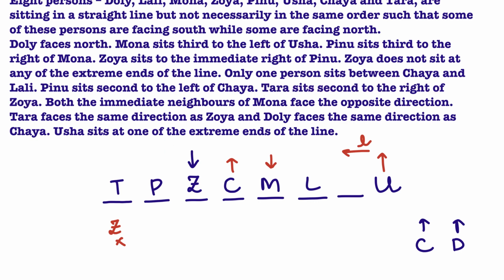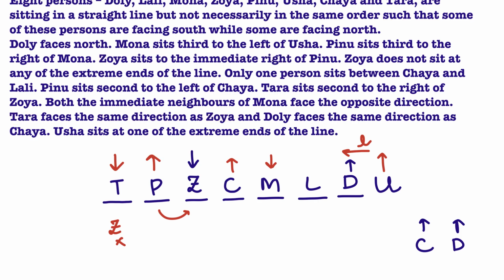He also said that Tara faces the same direction as that of Zoya. So because Zoya is facing towards south, Tara should also face towards south, right? Of all the characters, we are left out with Dolly, so Dolly comes here. He said Dolly faces north. Now, because he said Zoya sits to the immediate right of Pino, this happens to be the right side of Pino only if Pino is facing towards north.